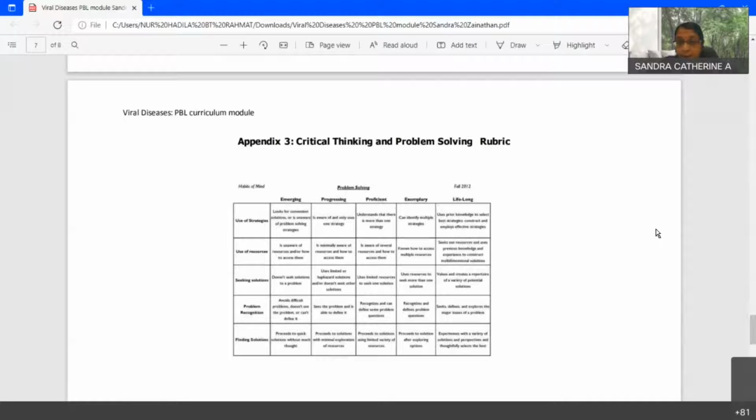I'm just looking at the questions to see whether I missed any. Okay. So if your CLO is about critical thinking and problem solving, and that's the one you're targeting, then you can use that rubric. So I have two rubrics because of the different outcomes.